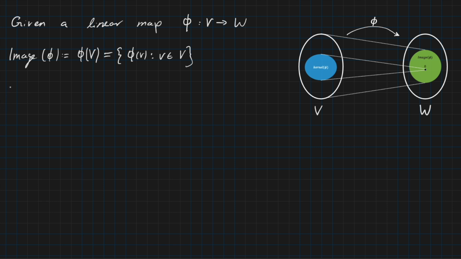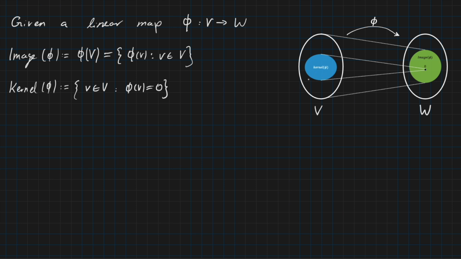So for the kernel of phi, it is defined as all vectors inside V where phi maps them to 0. Okay, so you can see it here on the left hand side.